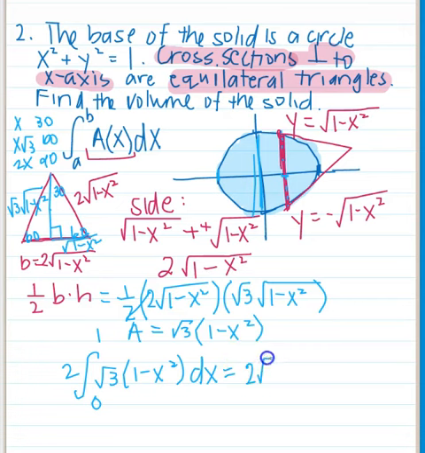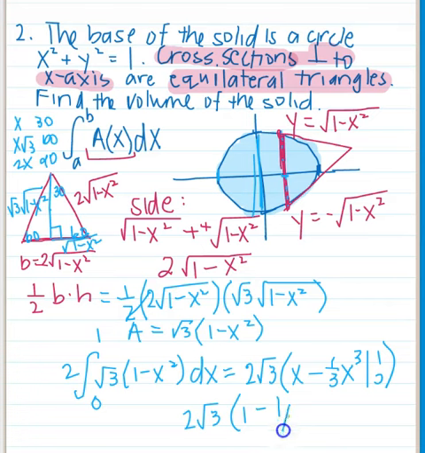So pull the 2 rad 3 out, anti-derive, so I get x minus 1/3 x cubed, 0 to 1, and I get 2 rad 3, 1 minus 1/3, which is 2/3, times the 2, 4/3 rad 3 would be the volume of this shape. No calculator, awesome.